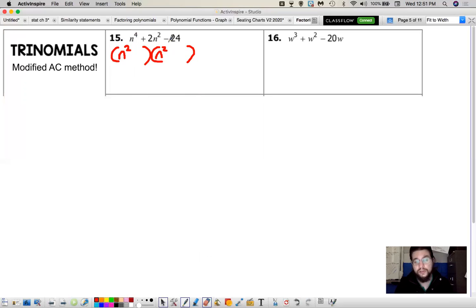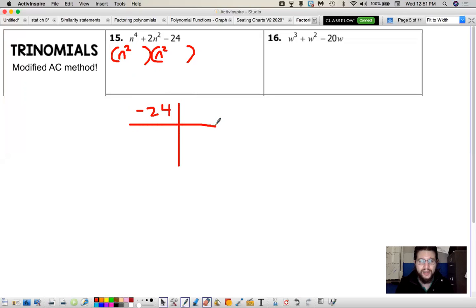Now, you could probably do it just by looking at this one now, but I'm going to show you the AC modified shortcut, whatever word you want to call it. All right, so A times C, that's 1 times negative 24 is negative 24.